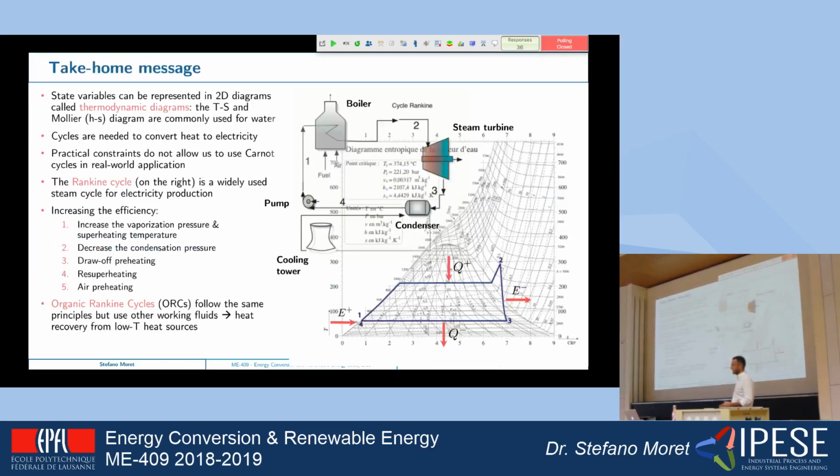So again, the message today is that the key part is to understand the basics of thermodynamics that I also recalled before on the blackboard. We showed why we cannot use a Carnot cycle in practice. And we showed how a Rankine cycle, a real steam cycle, works and how we can increase its efficiency.